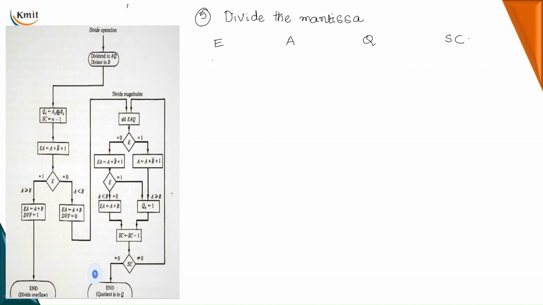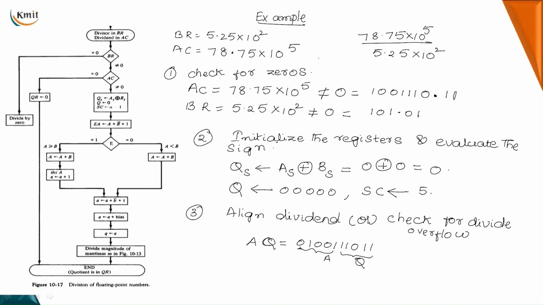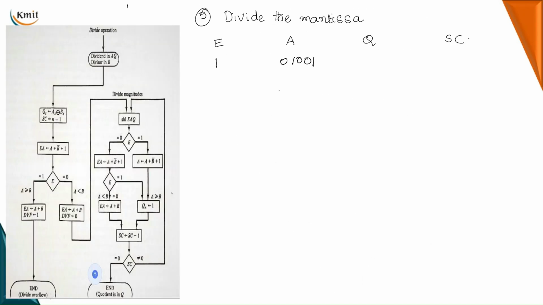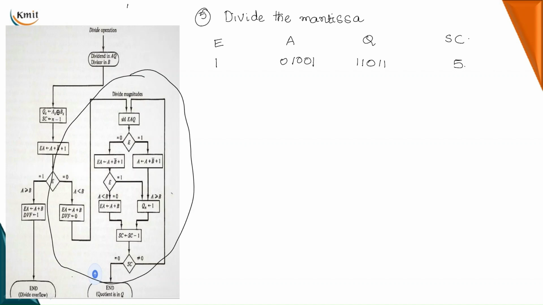using this algorithm so that you get your quotient. After restoring the value of your dividend, your E value is 1, A value is 01001, and Q value is 11011. Then sequence counter is 5. So with the values of E, A, Q and sequence counter, continue with this flowchart until the sequence counter reaches 0.